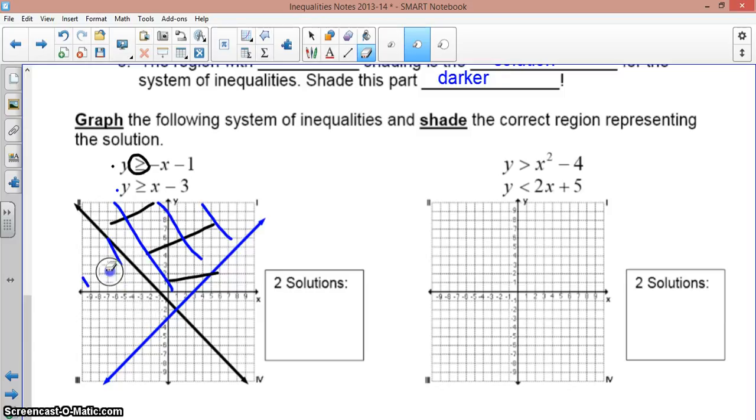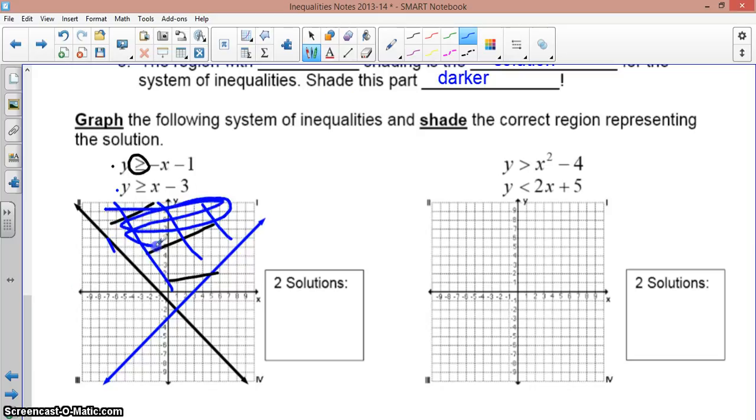And then take your pencil and shade the double shaded nice and dark, because that is your solution region. And then when it says name two solutions, you can name any two solutions that are in that double shaded region. It has to be the double shaded.